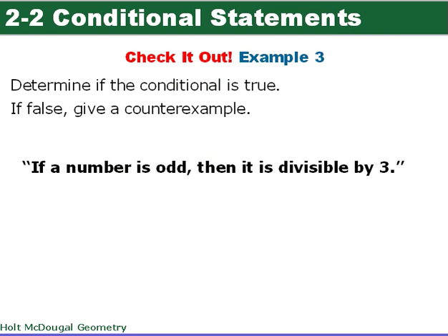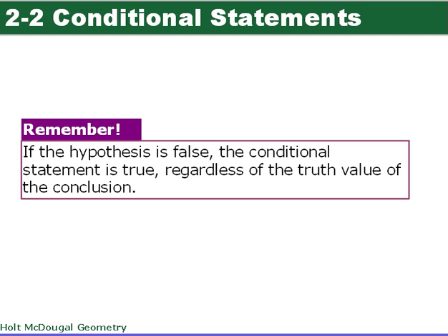If a number is odd, then it's divisible by 3. Determine if it's true. If not, give a counterexample. And again, just to restate this fact, if the hypothesis is false, then the conditional statement is true regardless of the truth value of the conclusion. That's what the example we just looked at showed, where the hypothesis was false and the truth value was true.